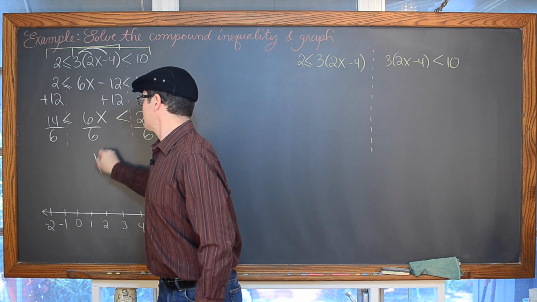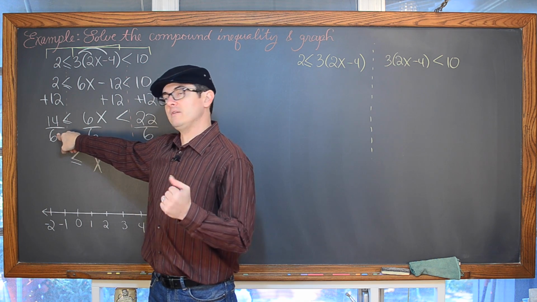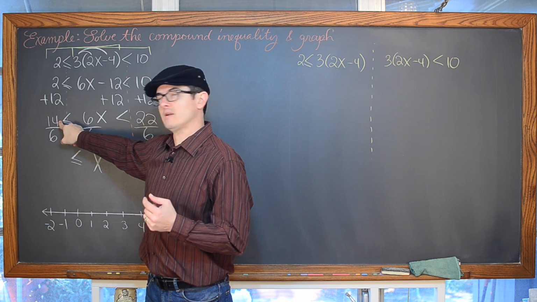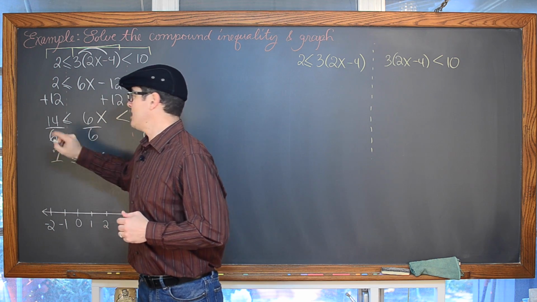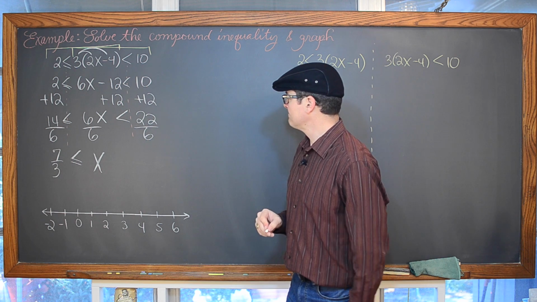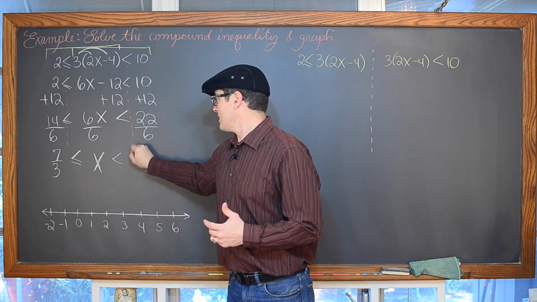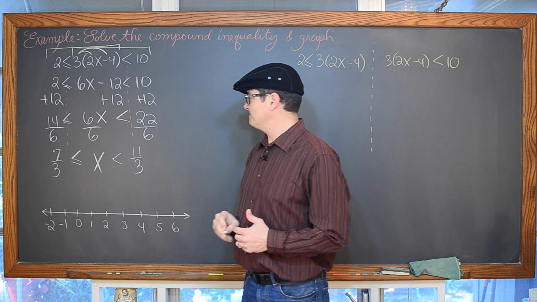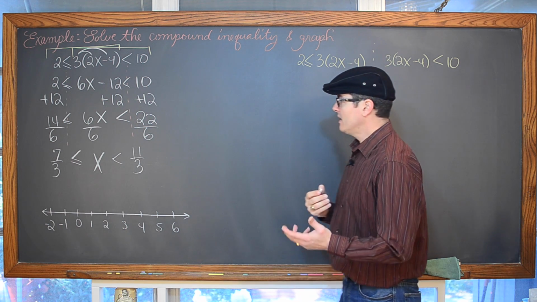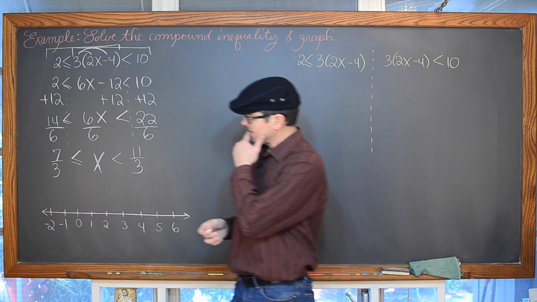And we get x less than or equal to, now both of these numbers are even, so 14 divided by 2 is 7, and 6 divided by 2 is equal to 3. And that is less than 22 divided by 2 is 11 over 3. Now those are improper fractions. If you know where they are on the number line, great. If you don't, let's see here.